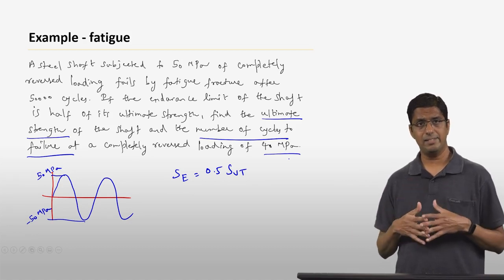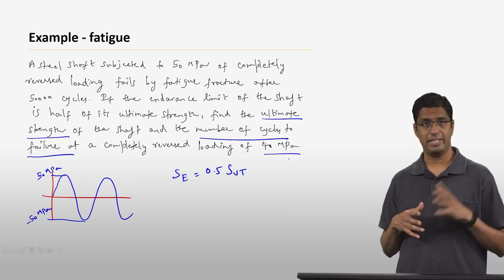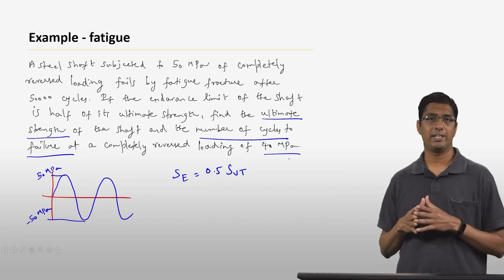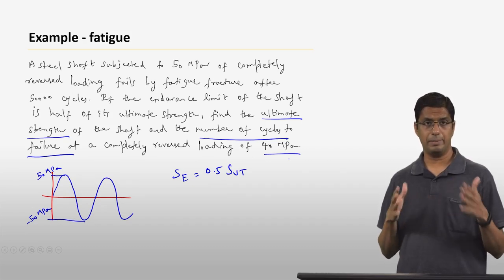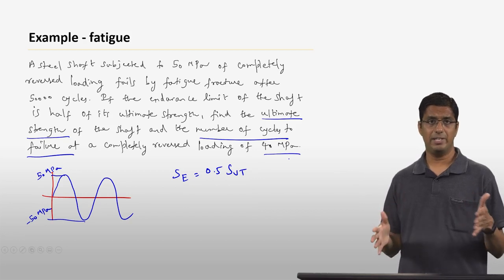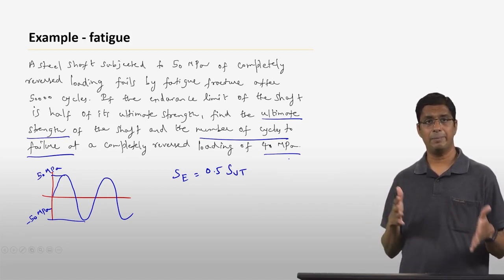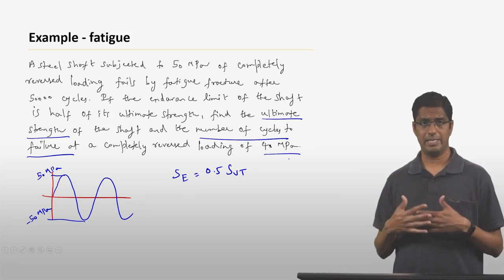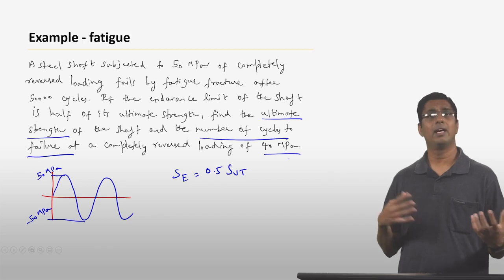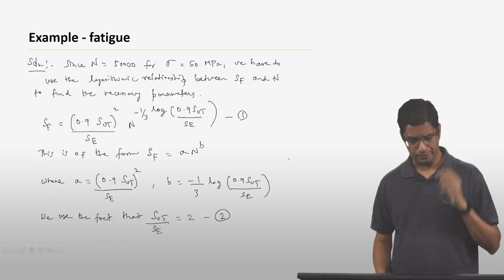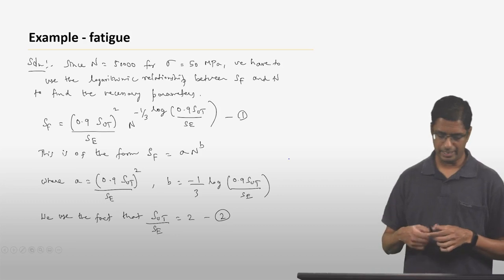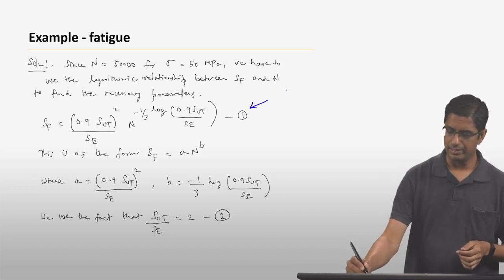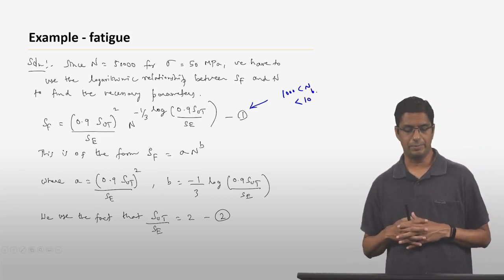Okay? In this case, you are given the information for 50,000 cycles. So clearly, that particular number of cycles falls within the range where the fatigue strength is dependent on the number of cycles. Which means that we can use the logarithmic relationship between SF and N. And that is what we are going to use first. So essentially, we can use this formula because in this case, 1000 is less than N is less than 10 to the 6. So that is why you can use the logarithmic relationship.